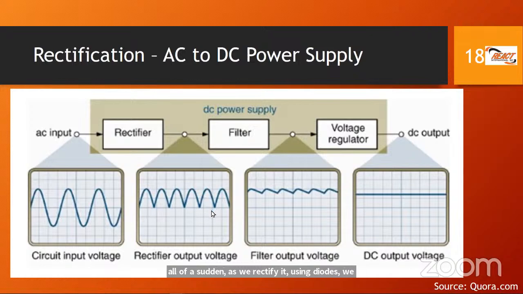It's still pulsating, but we want to get it nice and smooth. So we will filter it out, and we'll see in a little while we use a capacitor called a filter capacitor that will start to smoothen it out. And then we'll use a voltage regulator that will keep it nice and steady.